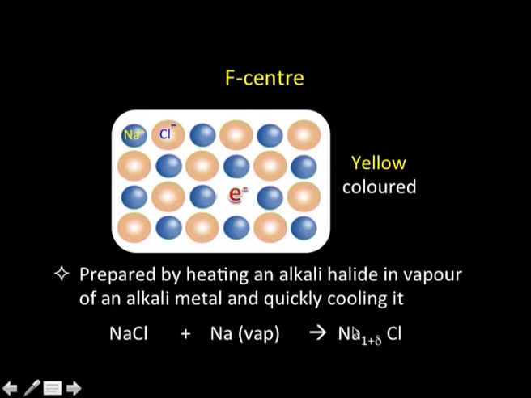And how do we prepare such a sample? We take an alkali halide, say sodium chloride, and heat it in the vapors of an alkali metal, in this case sodium vapor. When we do this, we get a new compound having the formulation Na(1+delta)Cl. Delta means a very small number, that means the ratio of sodium ion to chloride ion is not 1:1, it is slightly more than 1 sodium ion per chloride ion. That means this becomes a non-stoichiometric effect. Okay. Now, let us see how an F center is formed.